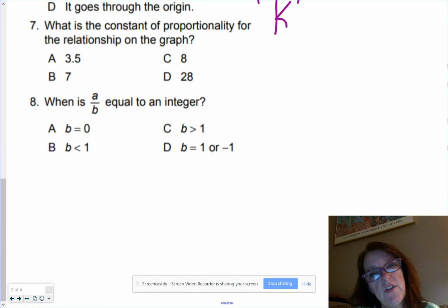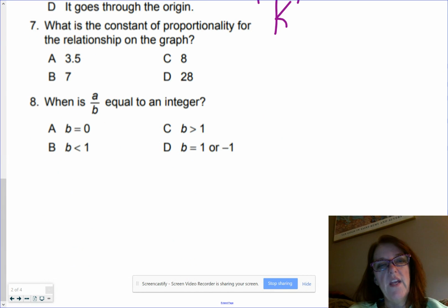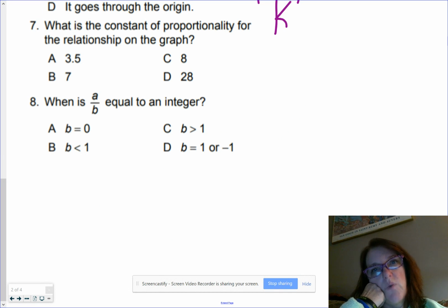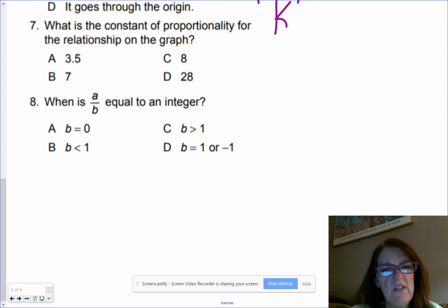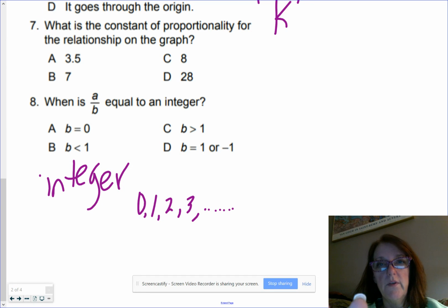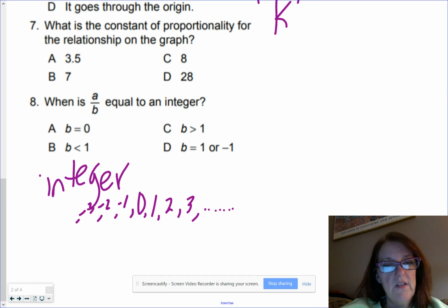Last but not least, on question number 8, they're asking, when is this fraction with any number a, any number b, going to be equal to an integer? Do you remember what integer means? Well, let me develop the set of all integers. Integers start off by including all of the whole numbers, 0, 1, 2, 3, and so on. But they also include the opposites, negative 1, negative 2, negative 3.